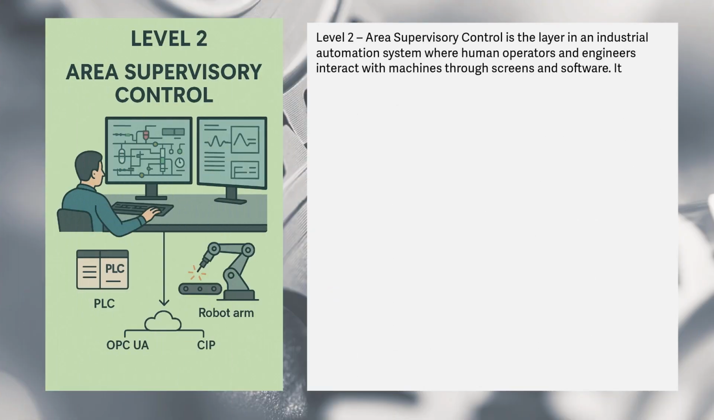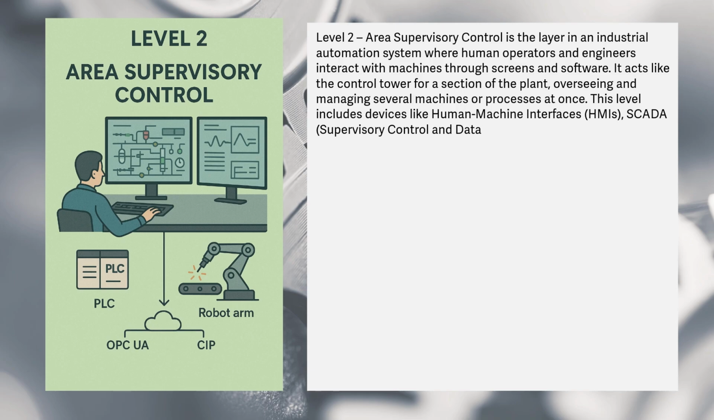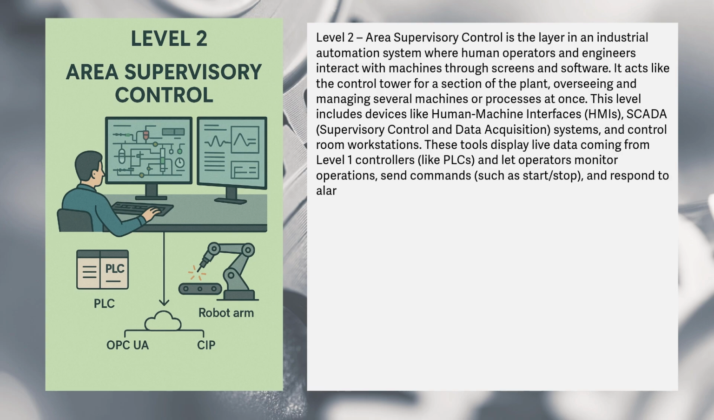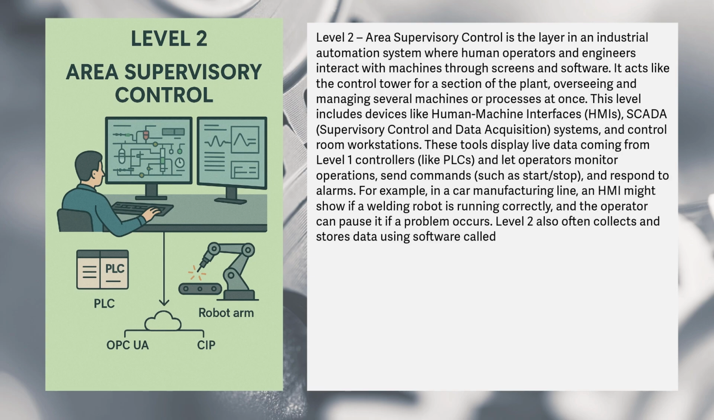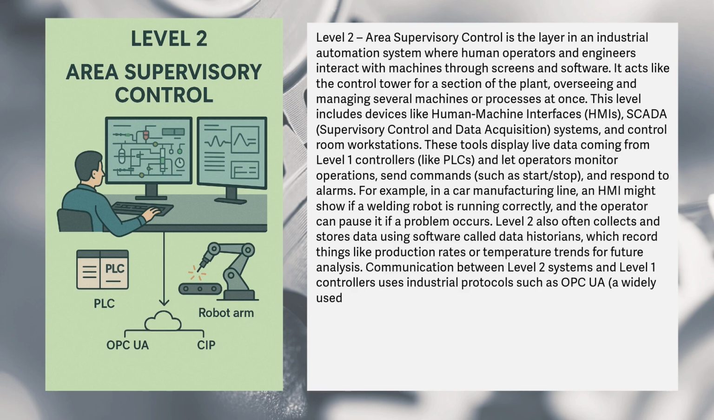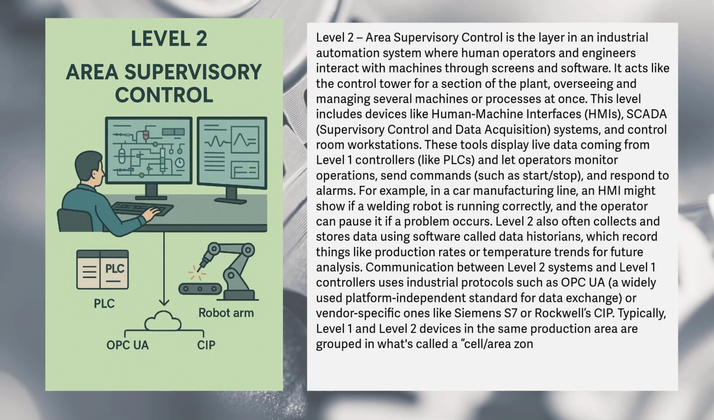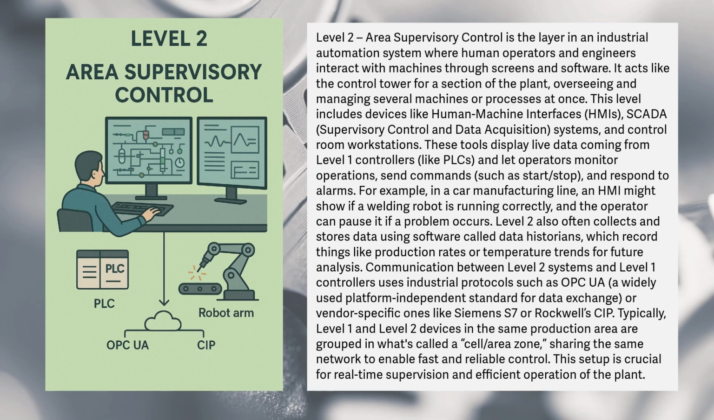Understanding Level 2: Area Supervisory Control in Industrial Automation. Level 2 Area Supervisory Control is the layer in an industrial automation system where human operators and engineers interact with machines through screens and software. It acts like the control tower for a section of the plant, overseeing and managing several machines or processes at once. This level includes devices like human-machine interfaces, HMIs, SCADA, supervisory control and data acquisition systems, and control room workstations.